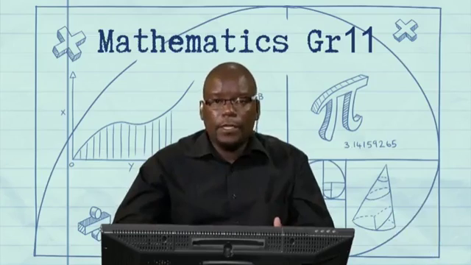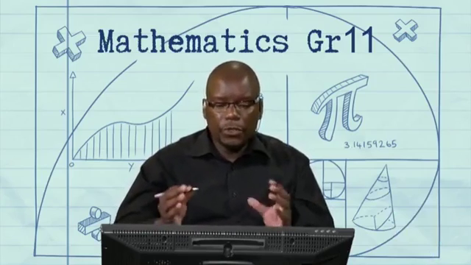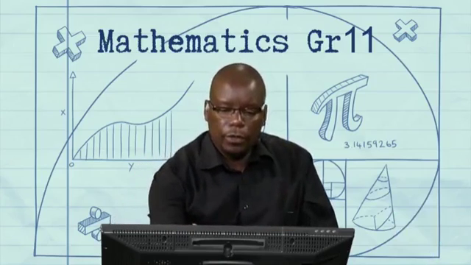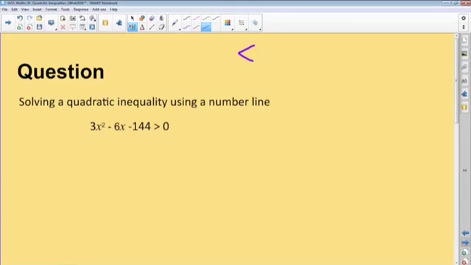Wonderful grade 11s. We are back. Just to recap, for your less than, we are looking at the negatives, okay? Greater than, that's positive, right? So now you are working with this problem. You've got 3x squared minus 6x minus 144.